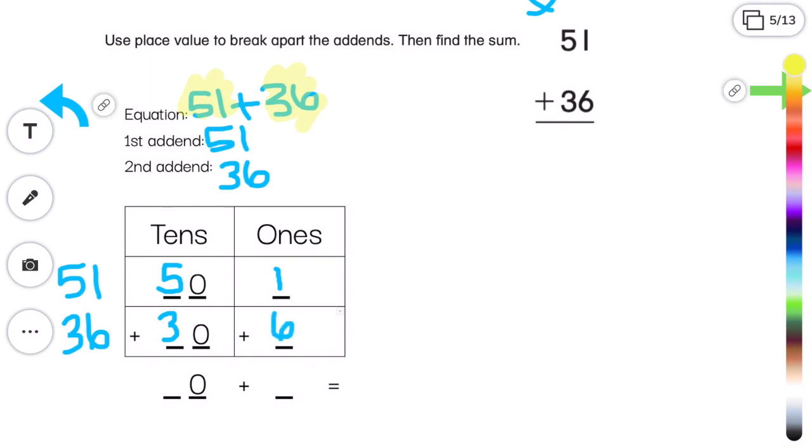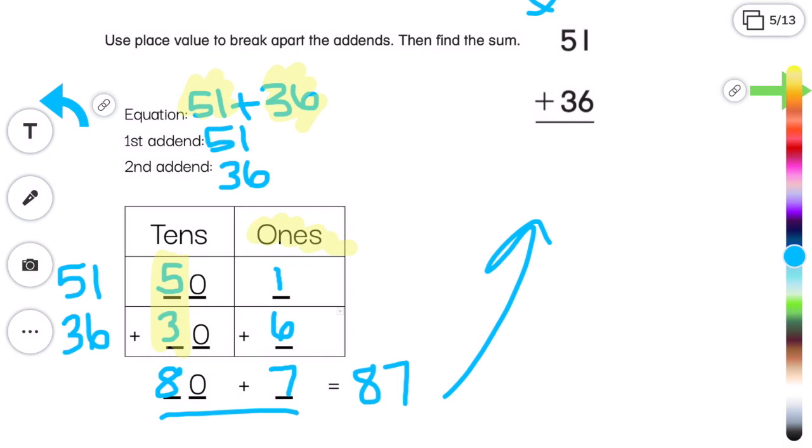Now let's add our numbers together. I like to start at the ones place. 1 plus 6 is equal to 7. In the tens place, we are only adding 5 plus 3, but we need to remember our 0. 5 plus 3 is the same as 8, but it's in the tens place, so it means it has a value of 80. Now we add these two. 80 plus 7 is equal to 87. Bring your answer back up so that you're answering the original question. 51 plus 36 is equal to 87. Now we'll go to the next page.